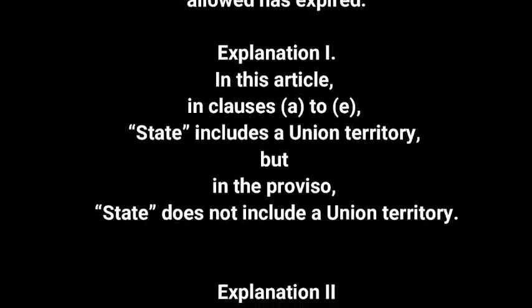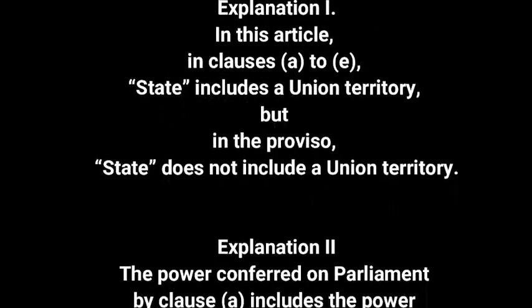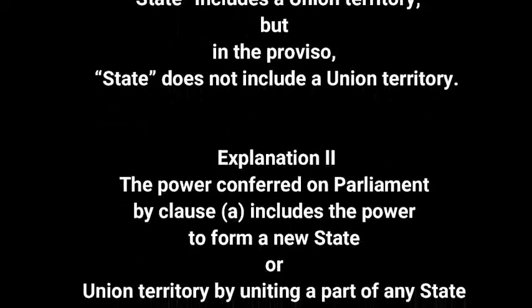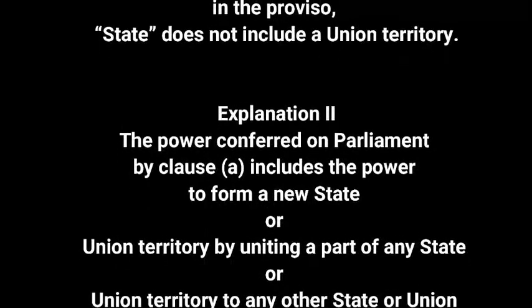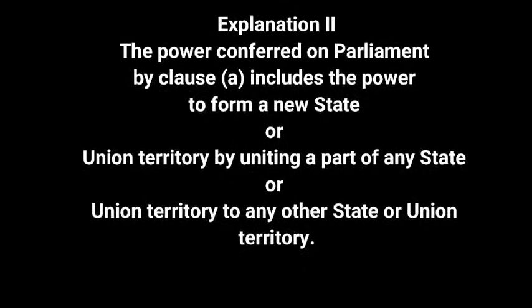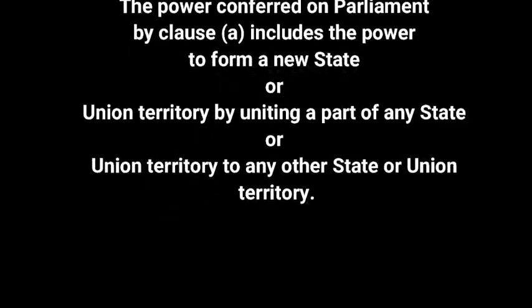Explanation 1. In this article, in clauses A to E, state includes a union territory, but in the proviso, state does not include a union territory. Explanation 2. The power conferred on Parliament by Clause A includes the power to form a new state or union territory by uniting a part of any state or union territory to any other state or union territory.